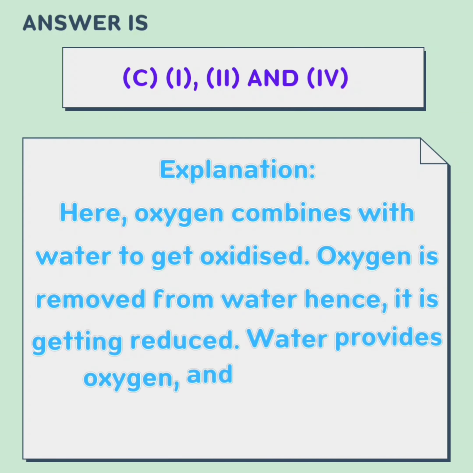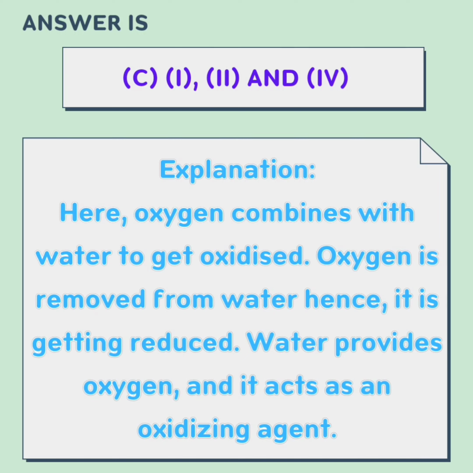1, 2, and 4. Here, oxygen combines with iron to get oxidized. Oxygen is removed from water, hence, it is getting reduced. Water provides oxygen, and it acts as an oxidizing agent.